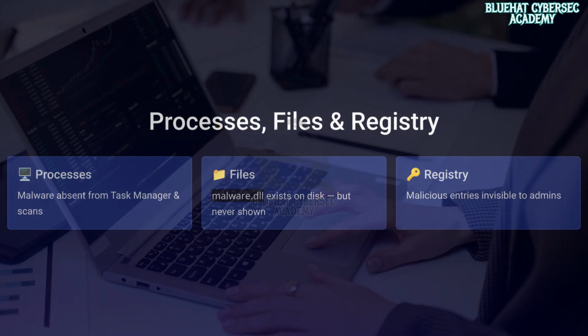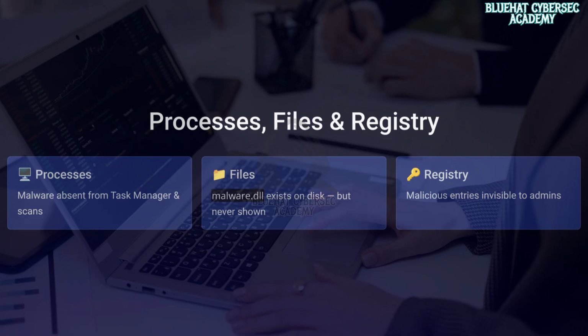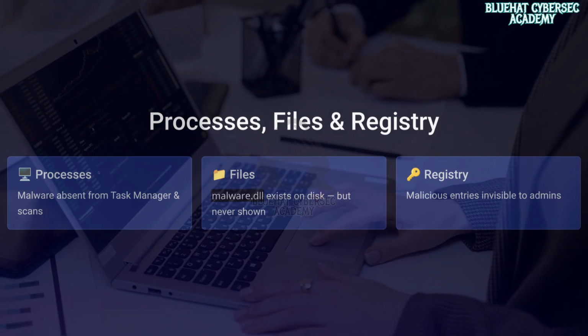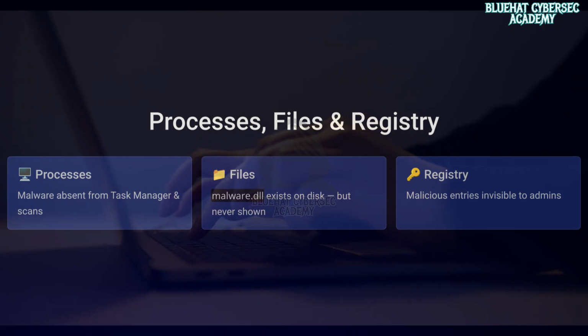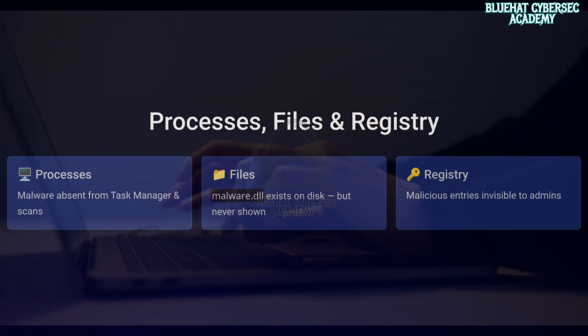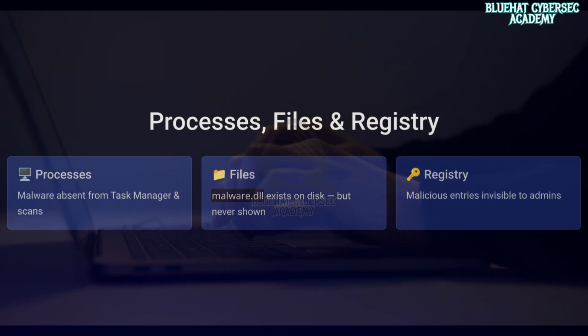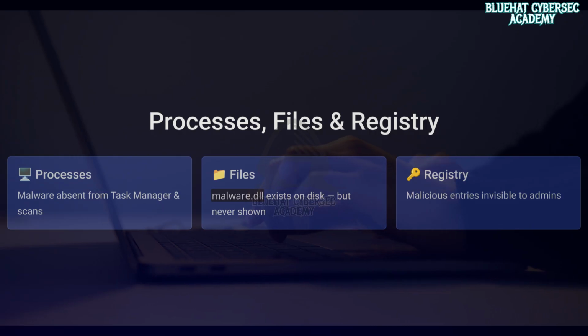The rootkit intercepts the directory listing and removes malware.dll from the results before they are displayed. What you see are only the first 2 files. The malicious file still exists. It's still on the disk. It's simply hidden from view.